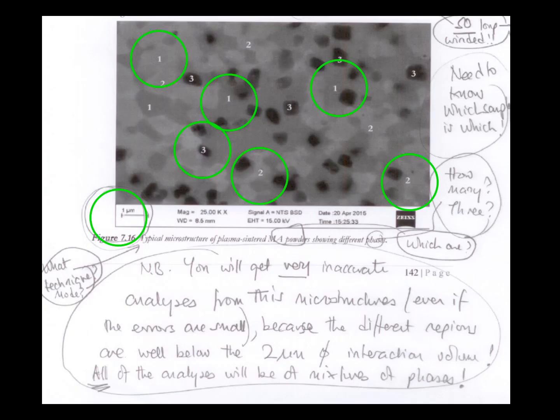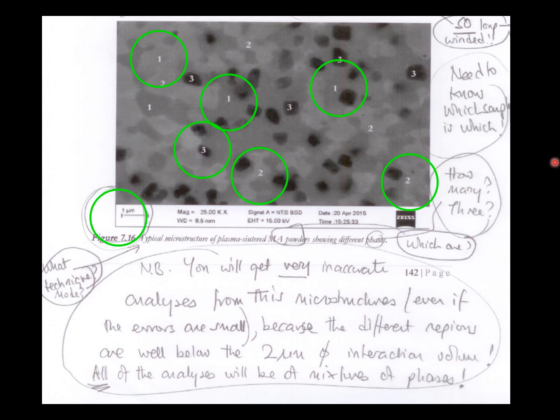Here's another example of analysing things that are too small. There's a micron, so there's your 2 micron radius. And just look, you're picking up all sorts of things. You're not picking up those 3 different phases that you think you're picking up.